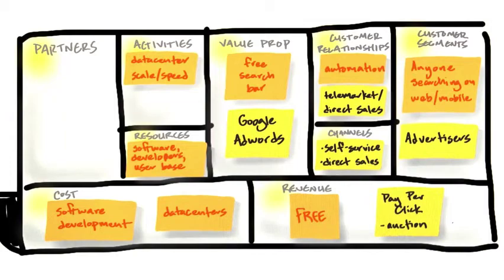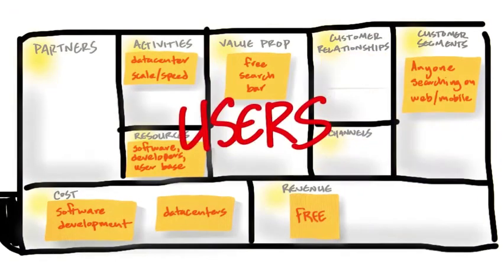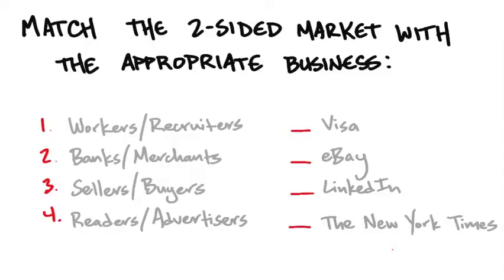So Google Search is what we call a two-sided market. There are users and there are payers. As we discussed, some businesses are multi-sided.